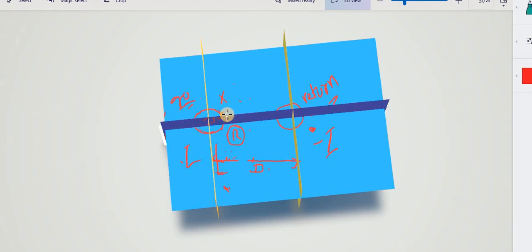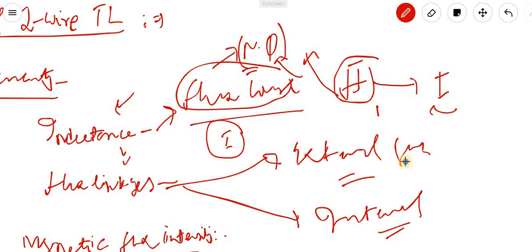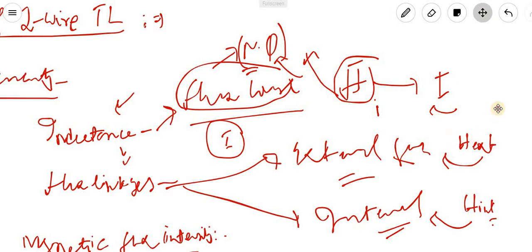That flux is known as the external flux. The magnetic field intensity external is creating the external flux, and the magnetic field intensity internal, meaning inside the conductor, is creating the internal flux. So for this flux there is a linkage, and for this flux there is also a linkage. These are the two flux linkages: external flux linkage and internal flux linkage.